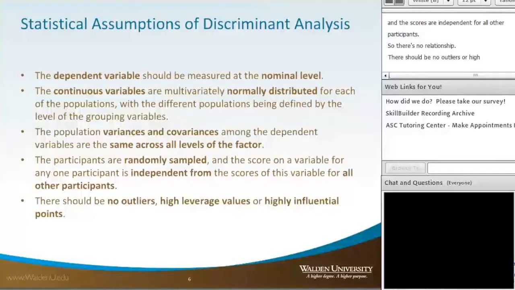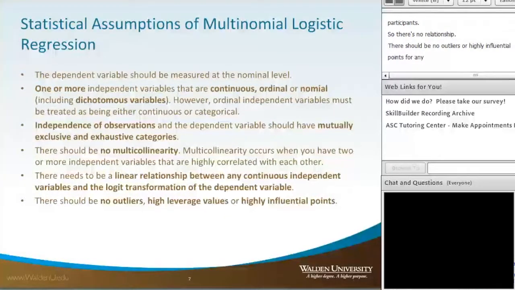When we look at the statistical assumptions of multinomial logistic regression, the dependent variable should be measured at the nominal level or categorical level. One or more of the independent variables can be continuous, ordinal, or nominal, including dichotomous variables. This is one of the differences between discriminant analysis and multinomial logistic regression. However, ordinal independent variables must be treated as either continuous or categorical.